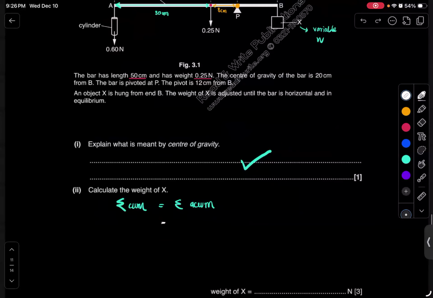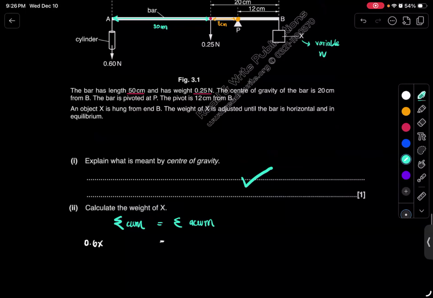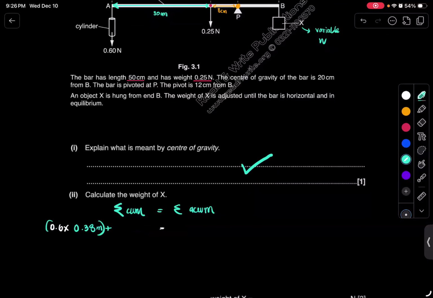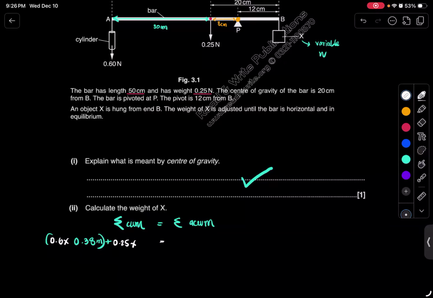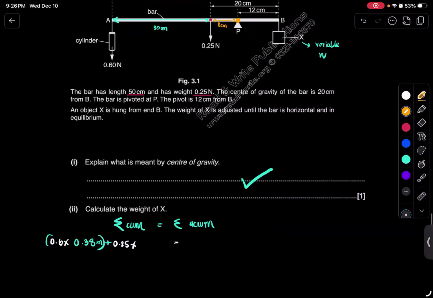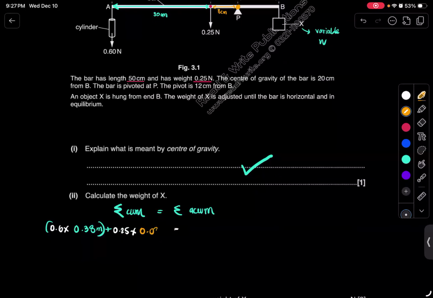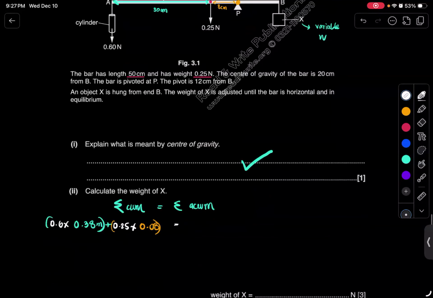So that means 0.6 newtons multiplied by 30 plus 8, so 38, so 0.38 meters. Careful, always write it down in meters. Plus, now the force is 0.25 newtons multiplied by, okay, that's just 8 centimeters, so 0.08 meters. So these are all the anti-clockwise moments.